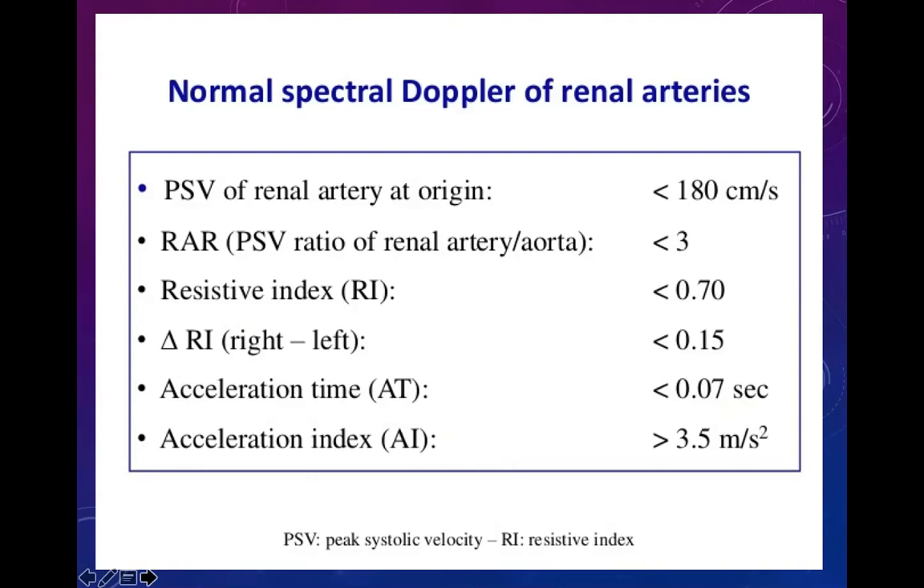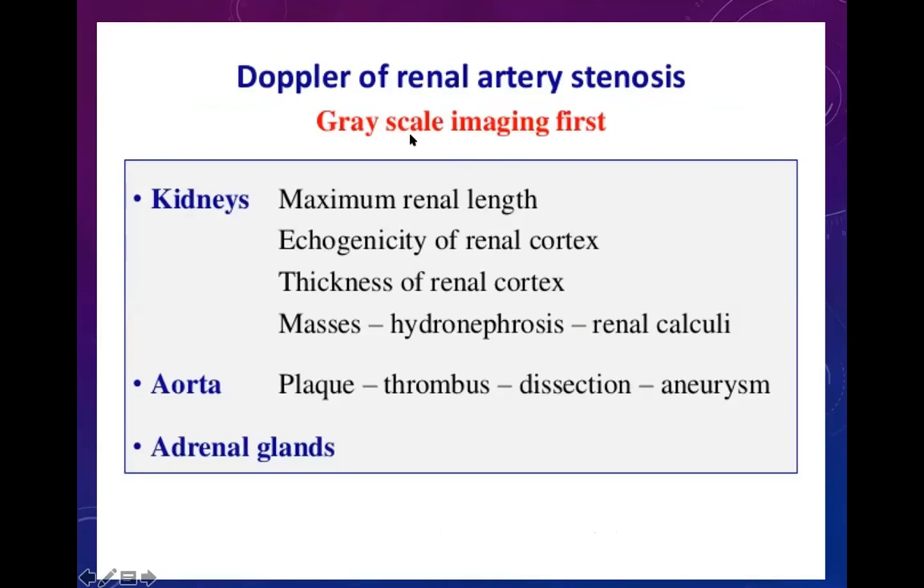So for Doppler of renal artery stenosis, grayscale imaging always has to be seen. For that, a person should see the kidneys, the maximum renal length, the echogenicity, the thickness of renal cortex, masses, any hydronephrosis or calculus. Aorta should be looked for any plaque, thrombus, because that may be the pathology there, any dissection continuing from the aorta into the ostia of the renal arteries, or any aneurysms, because this is the most common region of aneurysms to be found, in the infrarenal segment or the pararenal segment. Also look for the adrenal glands on the grayscale imaging.